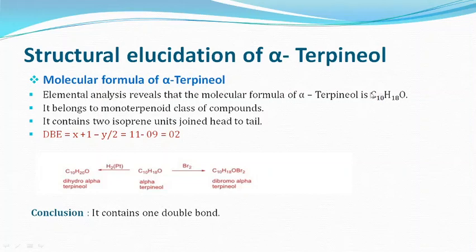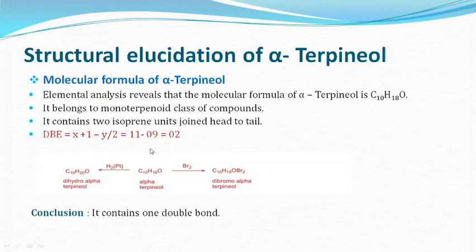First, it contains 10 carbon atoms, that means 2 isoprene units, so it belongs to the monoterpenoid class of compounds. As it contains 2 isoprene units, then according to the special isoprene rule, it should be connected in a head to tail arrangement.